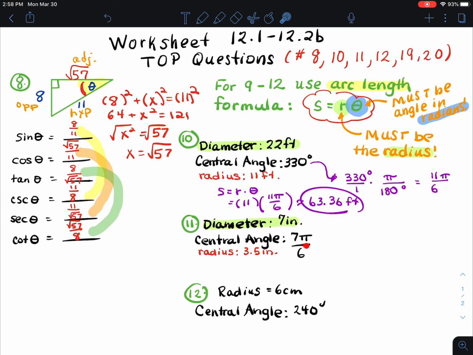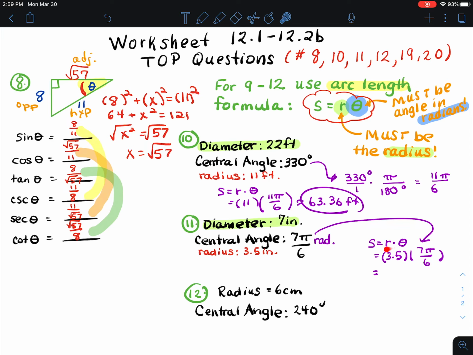In fact, when you see the pi symbol, that's kind of a clue that the angle is already in radians for you. Okay, so this one was a little bit easier because when we go to use our formula, we got to make sure we're plugging in not the 7 for the diameter, but the 3.5 for the radius. And then I can go ahead and just directly plug 7 pi over 6 in for the angle in radians.